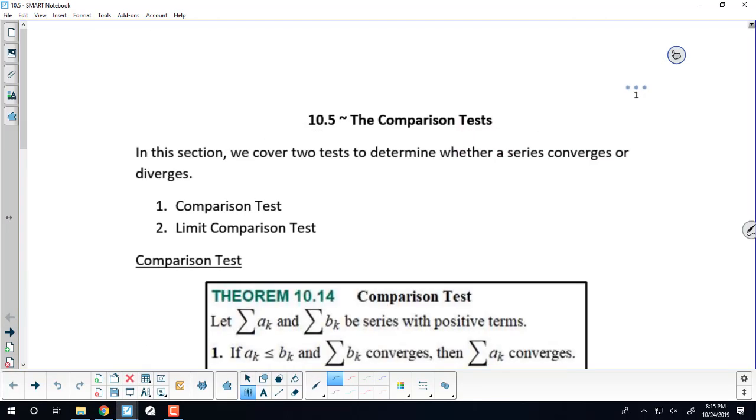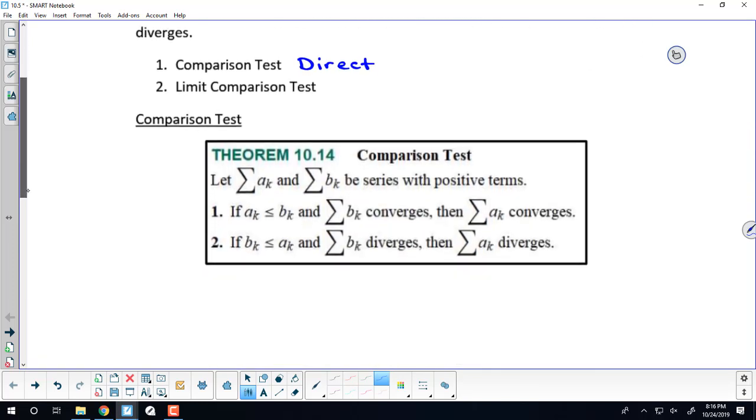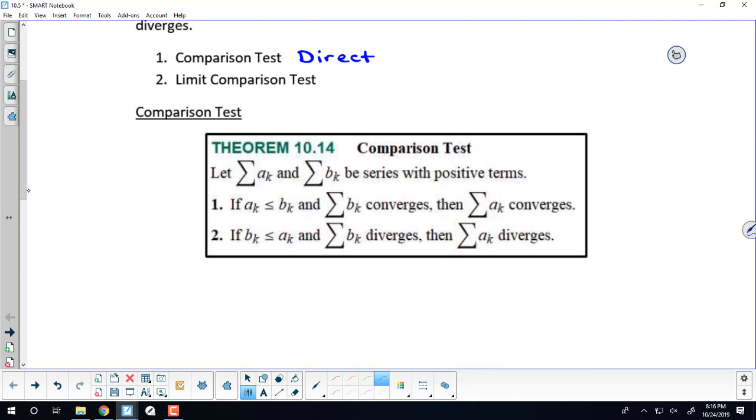10.5. We're going to look at comparison tests. So there's 2 that we're looking at. The comparison test, maybe we should call the first one a direct comparison test. And then a limit comparison test. So a direct comparison test is when we take the series that we're given, choose something else to directly compare it to.